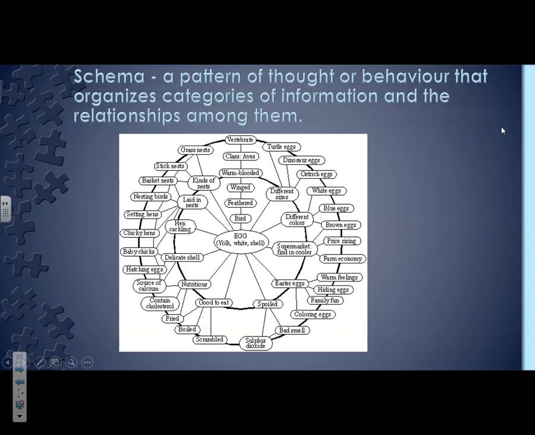And this is a theoretical model, so it's something that doesn't physically exist. If I cut you open, I wouldn't be able to see different schemas in your brain, but it's a representation of the way we structure thoughts and memories and information in our mind.